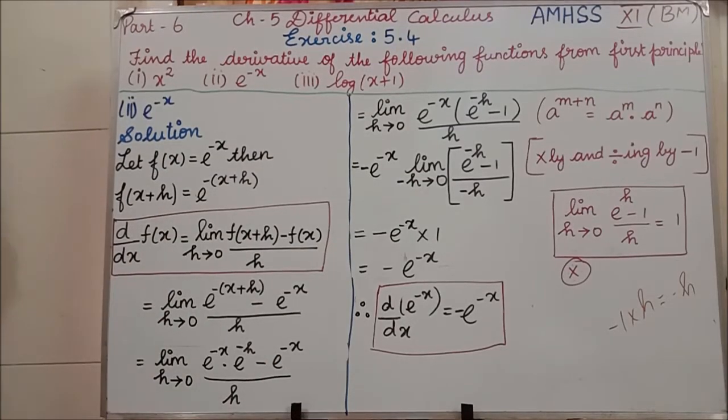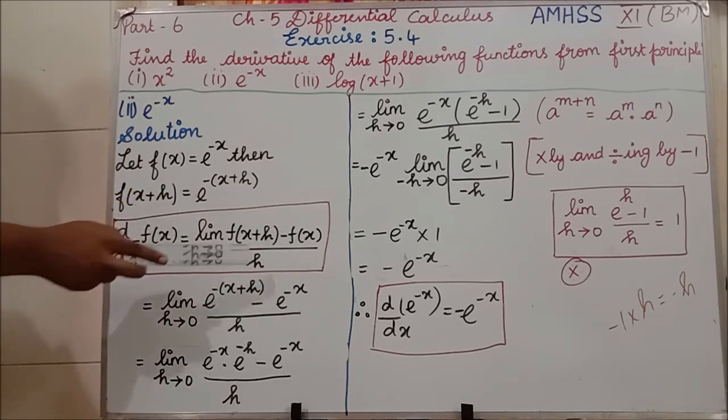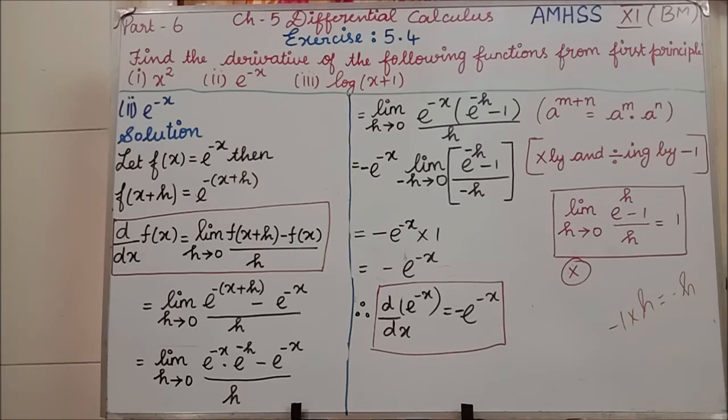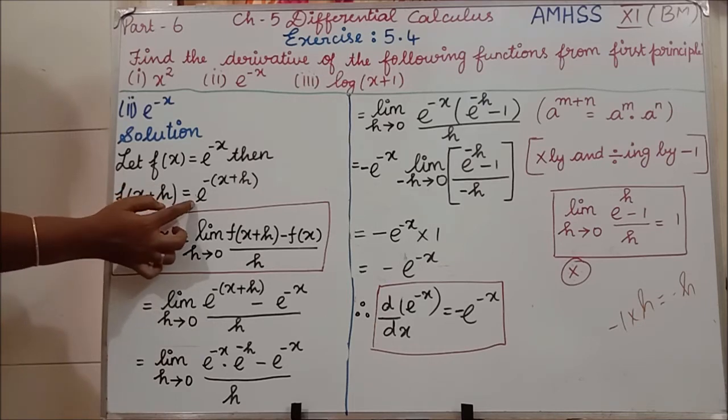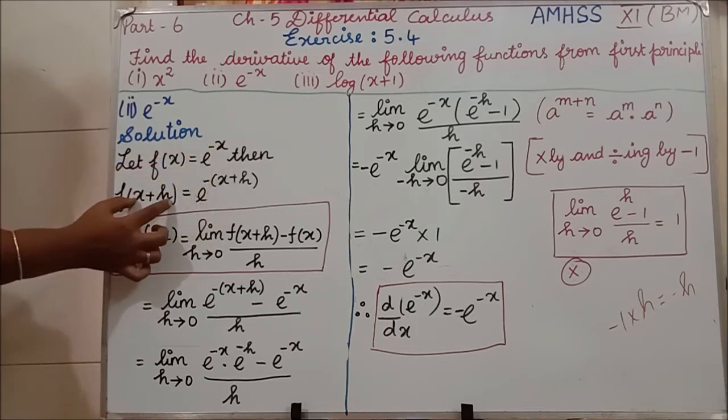In the first question, second subdivision we are going to see. This is our question. e power minus x is our question. See, first what we will do? We will take e power minus x as f of x. Then according to the formula, we need f of x value and as well as the f of x plus h value. Both the values we need. Isn't it? So f of x value we got from the question, e power minus x. Then here f of x plus h means e power minus, in the bracket here, x means here what we are having, x plus h.